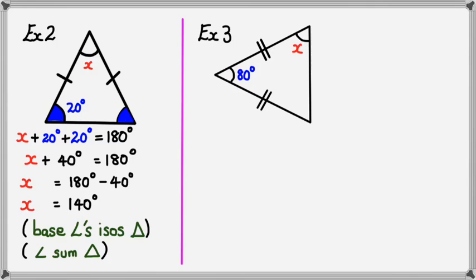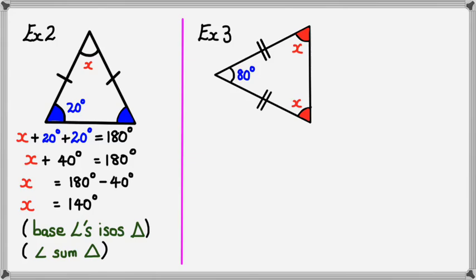Alright, let's see what we can do with this. We've got to figure out what x is. Let's put that other angle on the base. So we've got that red angle and red angle. We know that these two red angles are going to be exactly the same. So, once again, we're going to call this x.